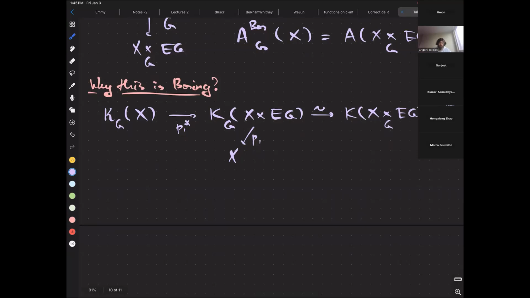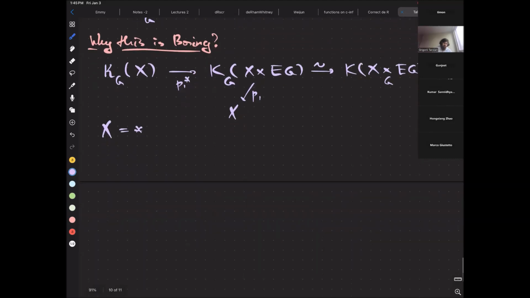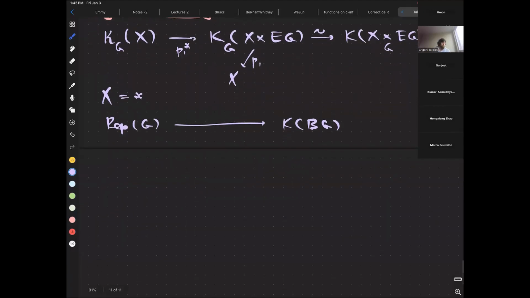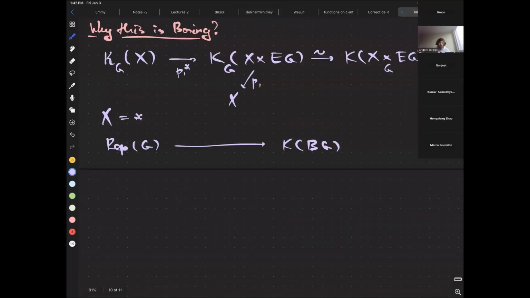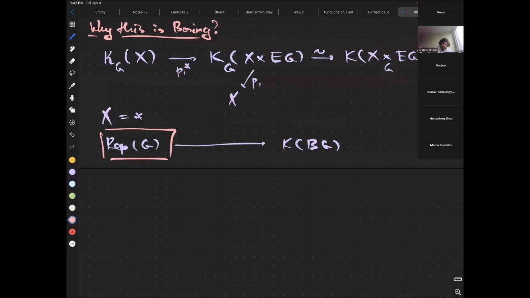And let's see what this actually does. Let's assume that X is a point. Then on one side, you have the representation ring. And on the other side, you have the K theory of BG. Of course, if your group G is non-trivial, these are not the same things. So in some sense, the question becomes, how do we find this side here in general?